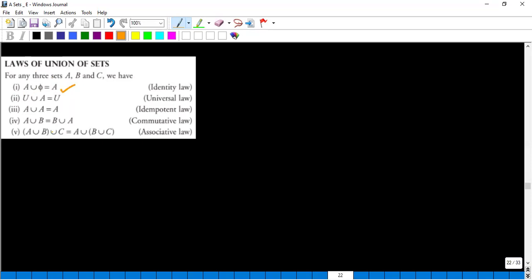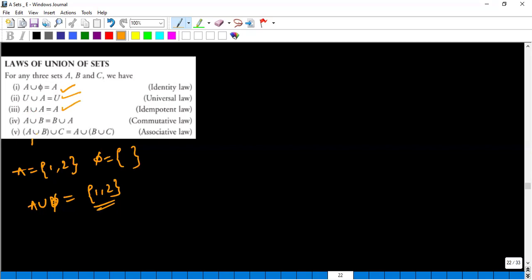A union phi is A. Suppose I have A with 1, 2 and phi, we know that phi is nothing but no element will be there. If you combine them also, A union phi means A only we will get. Universal set, if you take union with any set, universal set only we will get because it is containing all the elements. A union A is again A.